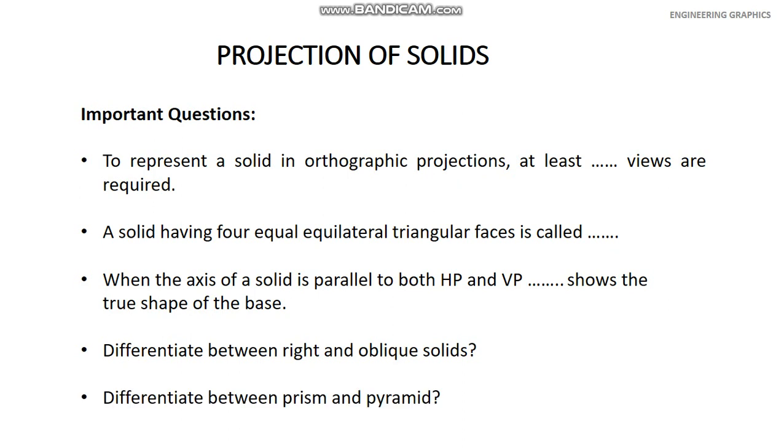Differentiate between prism and pyramid. We have discussed in previous slides that prism is having the same base and top separated by rectangular faces, but in case of pyramid we have only one base and each corner of the base is meeting at a point which is called apex or vertex.